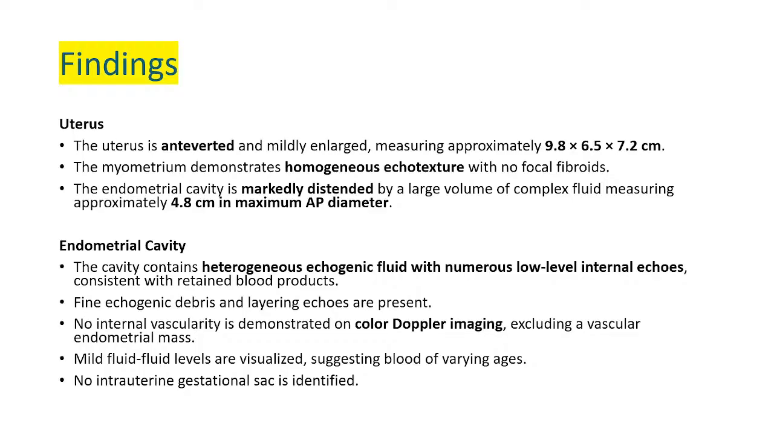The cavity contains heterogeneous echogenic fluid with numerous low-level internal echoes. The ground glass appearance is consistent with retained blood products. Fine echogenic debris and layering echoes are present. No internal vascularity is demonstrated on color Doppler imaging, excluding a vascular endometrial mass. Mild fluid levels are visualized, suggestive of blood of varying ages. No intrauterine gestational sac is identified.